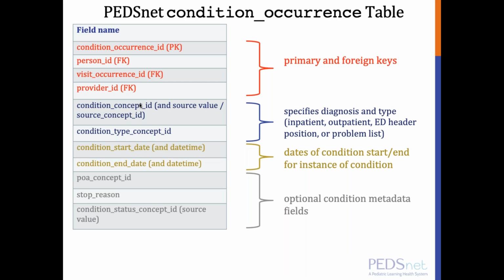And then we get into dates, and dates are more or less going to boil down to, in most cases, the condition start date for me, although there may be some instances where you want to look at the condition end date as well. And those are in both date and date time. The POA concept ID is just whether it's present on admission, was that diagnosis already there? Stop reason, why was that condition no longer present? And the condition status ID, which is whether or not it was a final diagnosis.